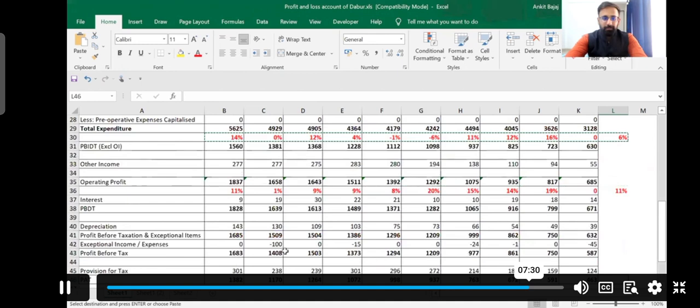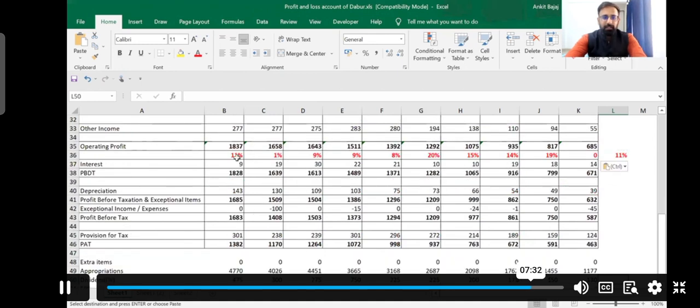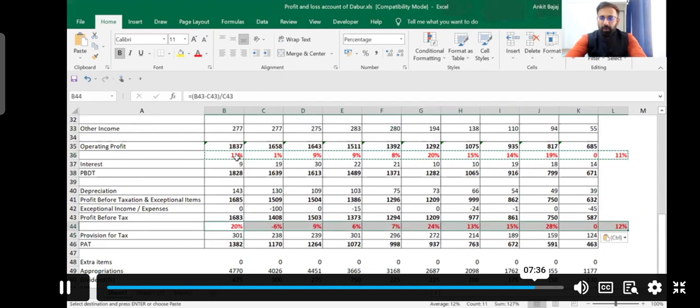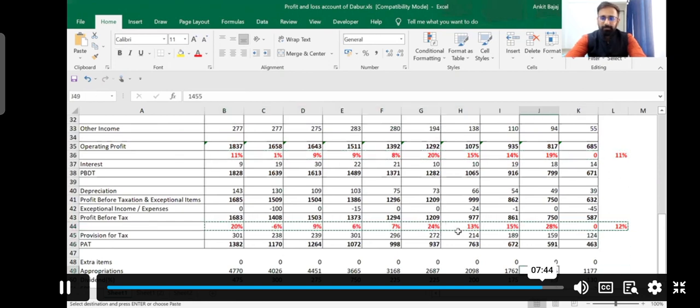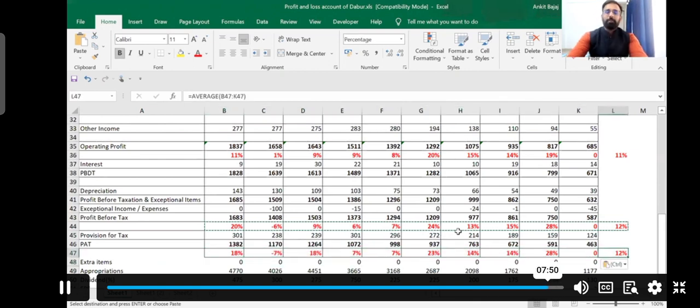If you see here, profit before tax is given, right? So we can similarly calculate the values for profit before tax also. On an average, there is an increase of 12% in profit before tax, which is good. Similarly, we can calculate the increase in profit after tax, right? On an average, there is an increase of 12% only in profit after tax.